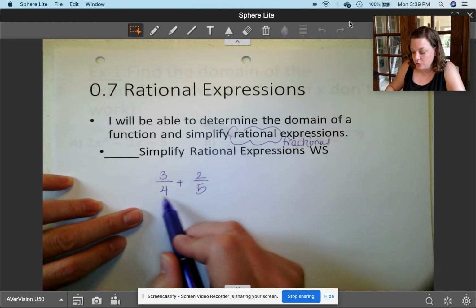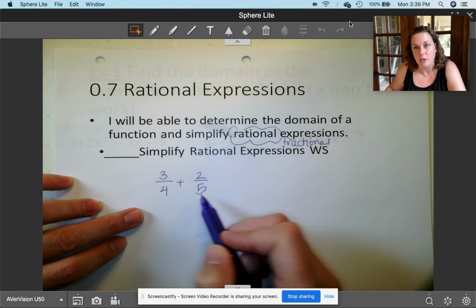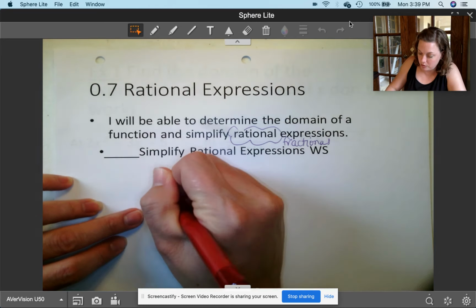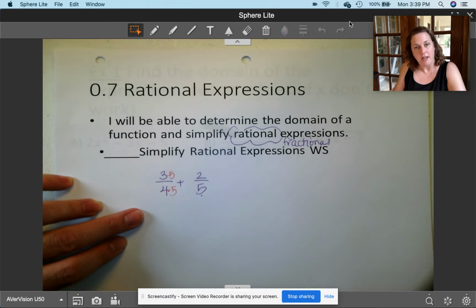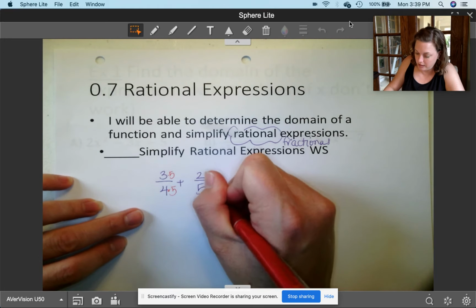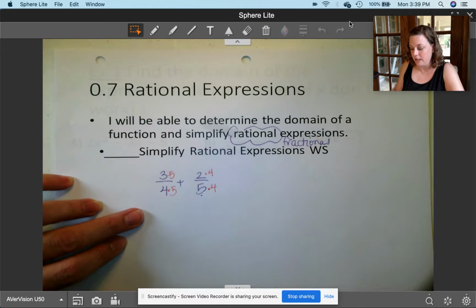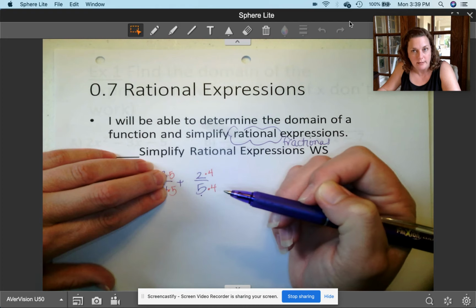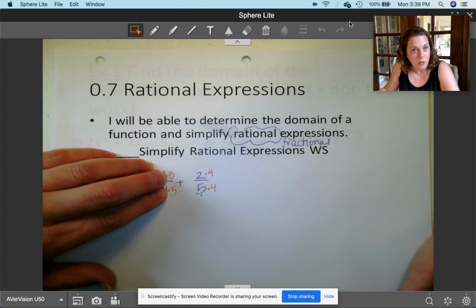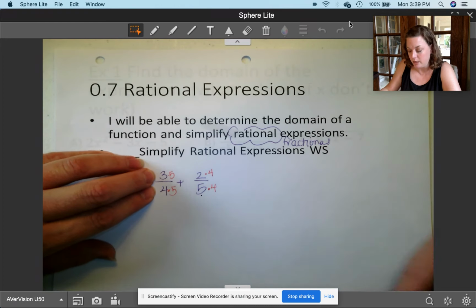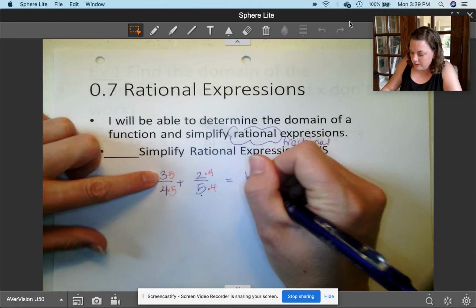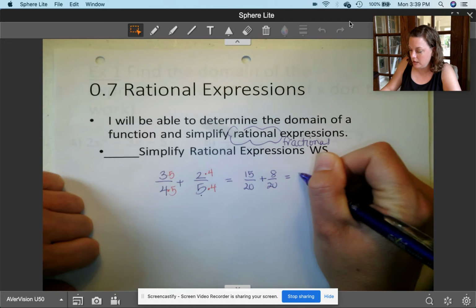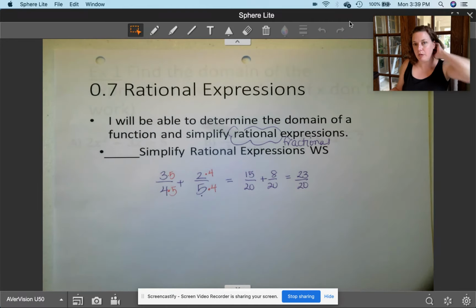So for instance, these two denominators don't have any common factors. And because of that, the easy thing to do is simply multiply by 5 on top and bottom for the first fraction, and by 4 on top and bottom for the second fraction. And again, the logic is that we're multiplying by 5 over 5, or 1. So by multiplying by effectively 1, we're not changing the value of what we started with. This becomes 15/20 plus 8/20, which would be 23/20.